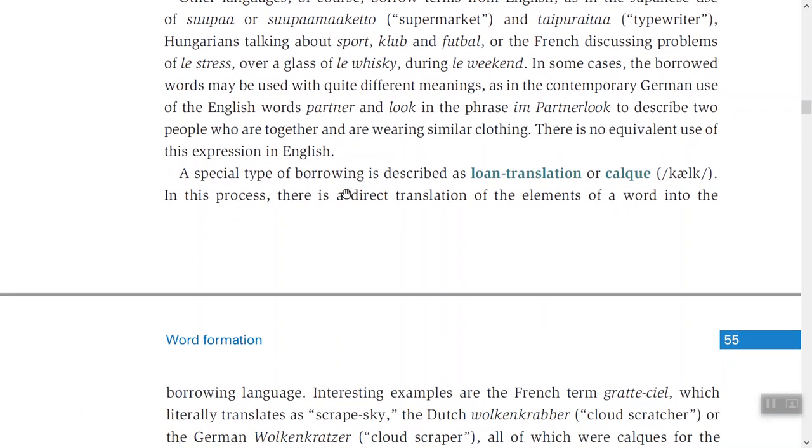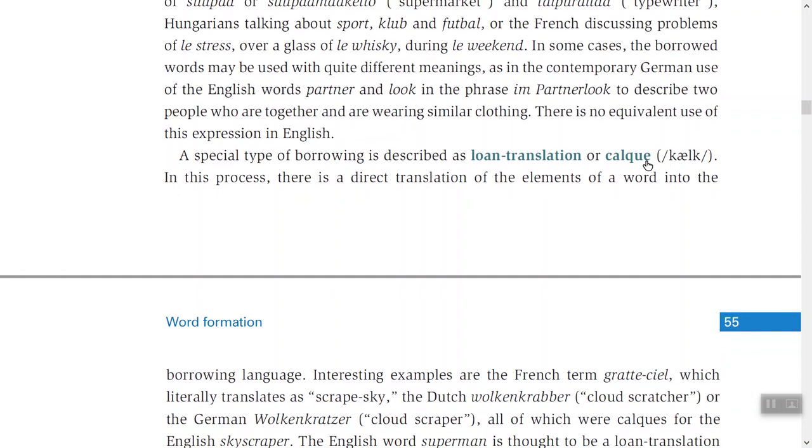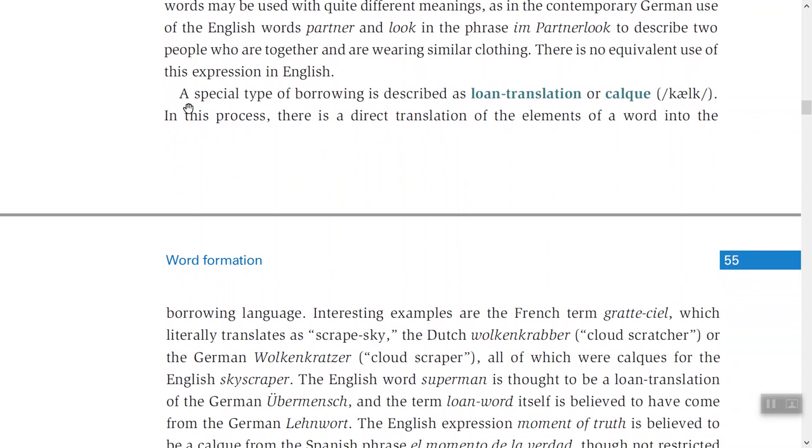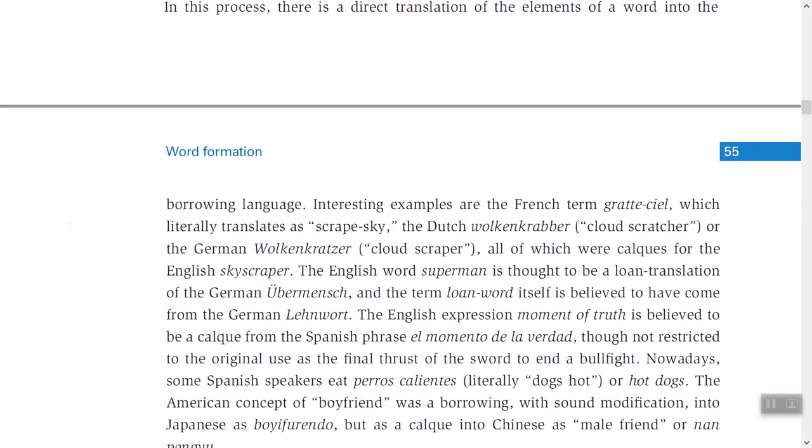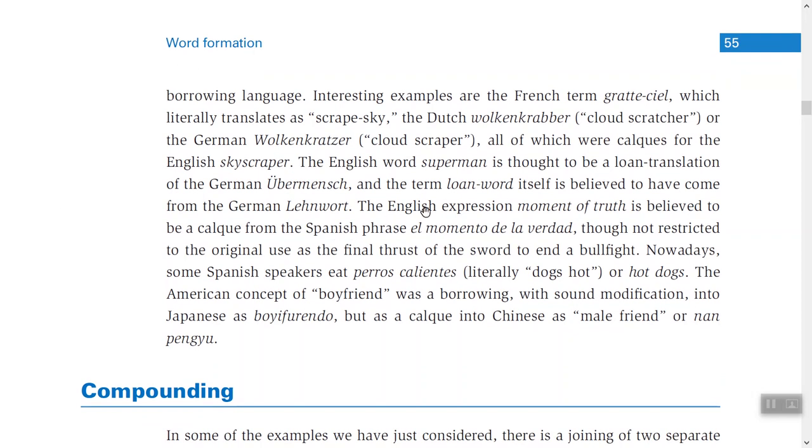Yes, another type, we have a type of borrowing, which is called loan translation or calque. What does it mean? It means that there is a direct translation of the elements of a word into another language. Direct translation. For example, here we have a clear example. The English expression moment of truth is believed to be a calque from the Spanish phrase el momento de la verdad. Okay, el momento de la verdad. This is the origin from Spanish. It is moment of truth. So this is what loan translation, calque, is.